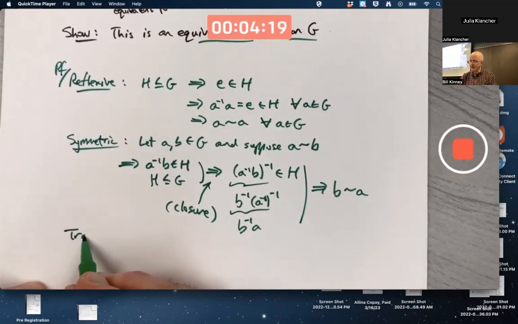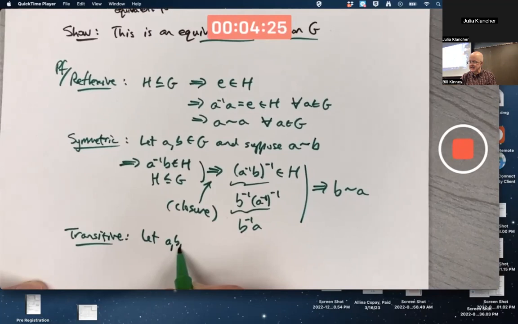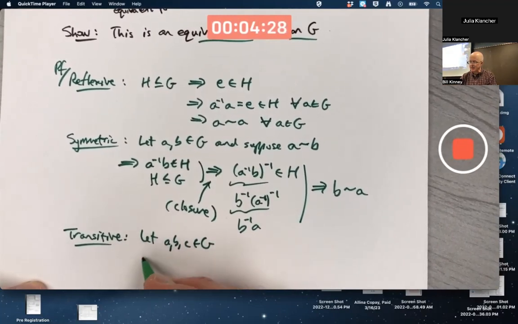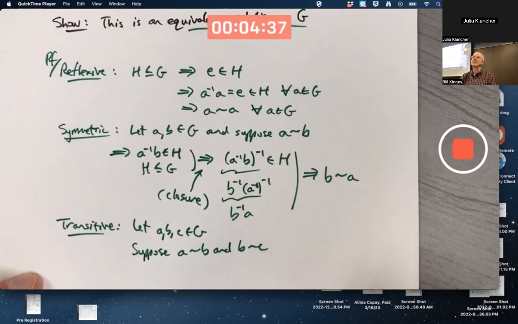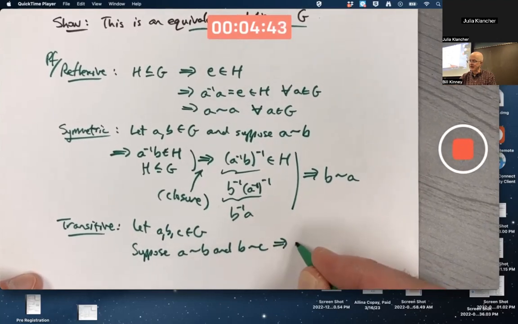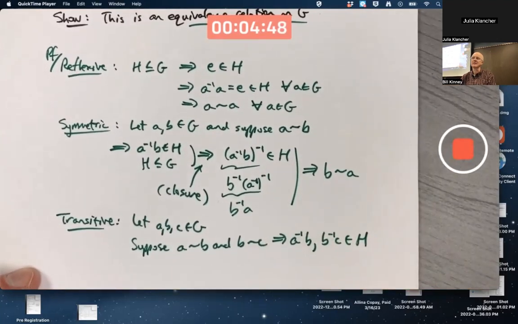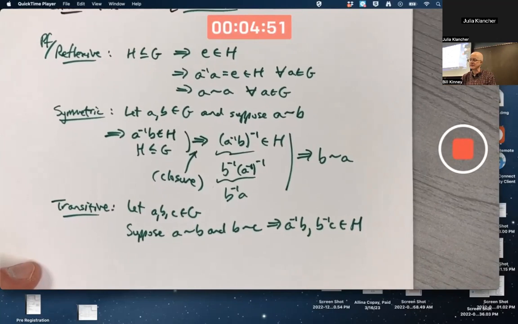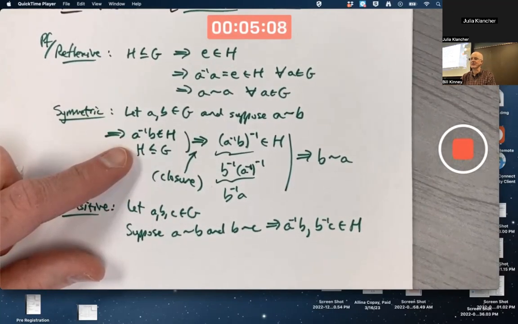And finally, the transitive property. Let A, B, and C be in G. Suppose A is equivalent to B and B is equivalent to C. We must show A is equivalent to C. These two conditions imply that A inverse B and B inverse C are both in H. Remember, we've got this subgroup H that we relate this to. What's the trick here? Again, it's closure, but now not under taking inverses, under actually multiplying.